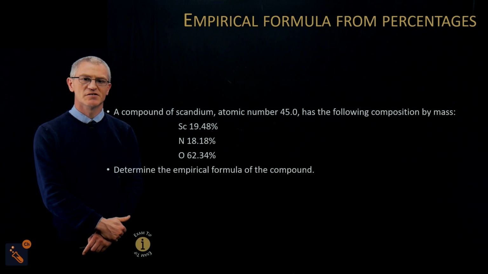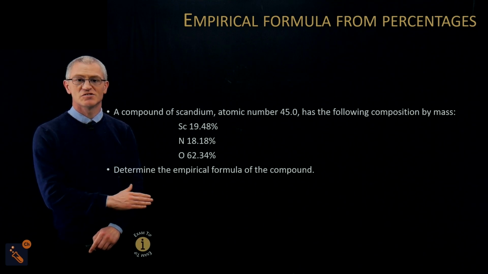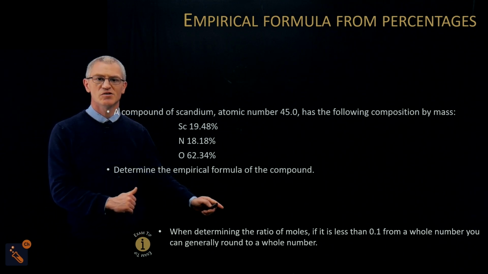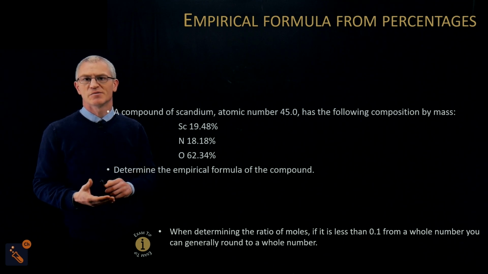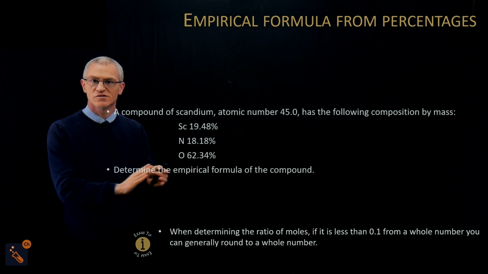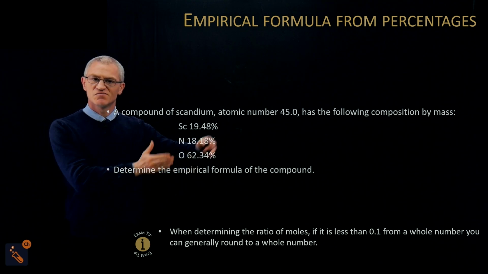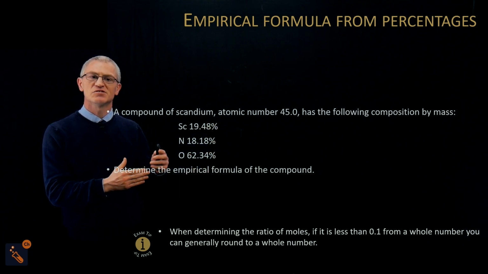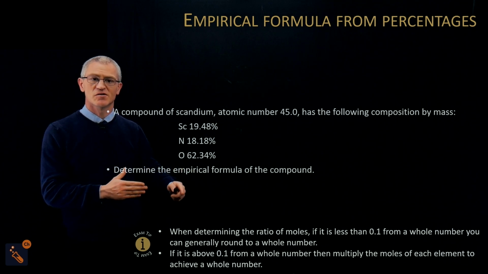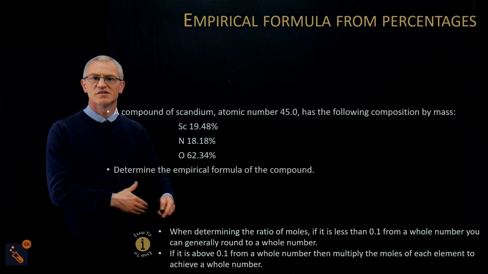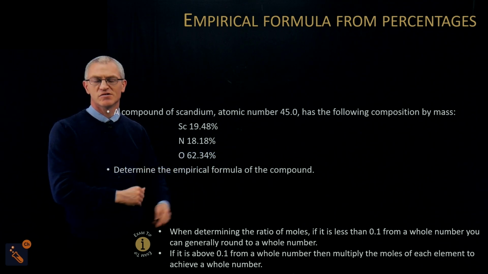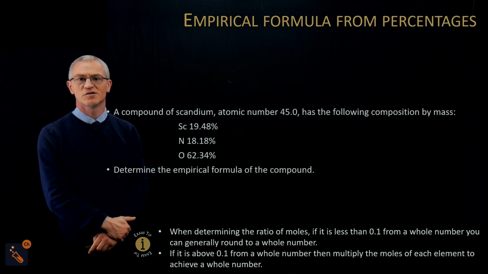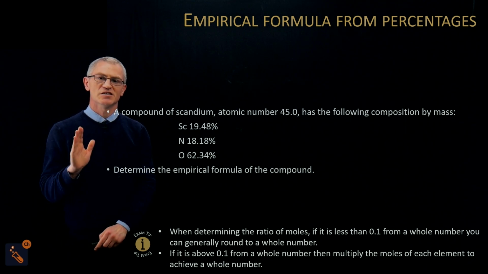So our exam tip here is going to be, and this is really important, so we'll leave it up as we do the question. When determining the ratio of the moles, if it is less than 0.1 from a whole number, you can generally round down. So if it's, for example, 2.09, you can generally round down. But if it's above 0.1, maybe for example 0.2, then you generally have to times that number by a whole number to make the 0.2, for example, into a whole number. And again, it doesn't really make much sense when I talk through it, but it will make sense when I go through the examples. So again, as we normally do, let's push that to the right.